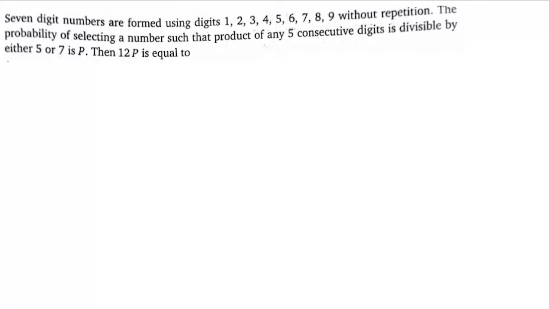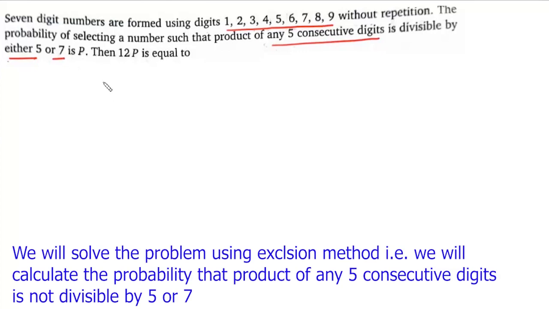Now here the question is: 7-digit numbers are formed using the digits 1, 2, 3, 4, 5, 6, 7, 8 and 9 without repetition. The probability of selecting a number such that the product of any 5 consecutive digits is divisible by either 5 or 7 is P, then 12P is equal to. Now first we'll calculate the total number of numbers that can be formed. The total number of numbers that can be formed is simply 9C7, and then once we have these 7 digits, we can form these numbers in factorial 7 ways. So it will be this 36 into factorial 7, and that's our total number of ways.